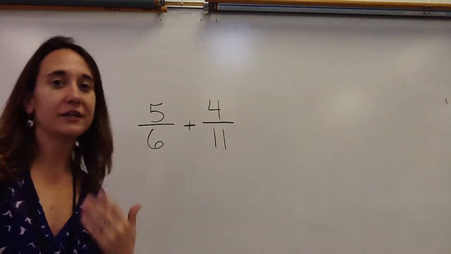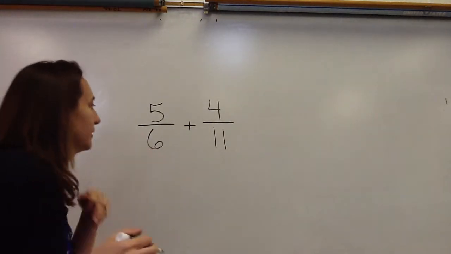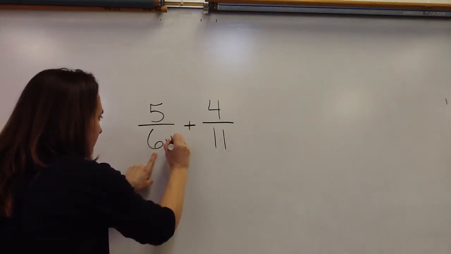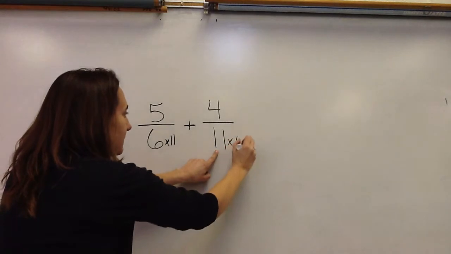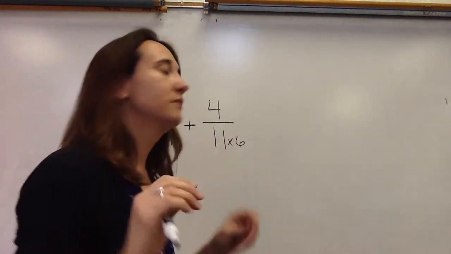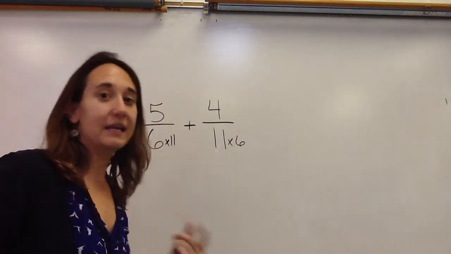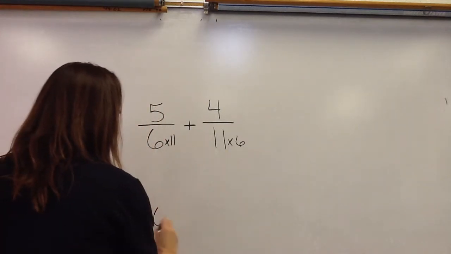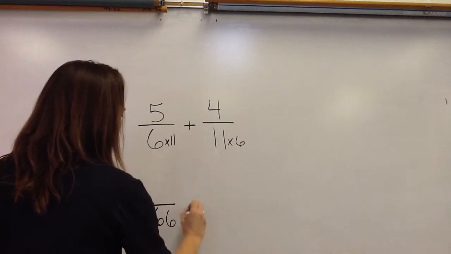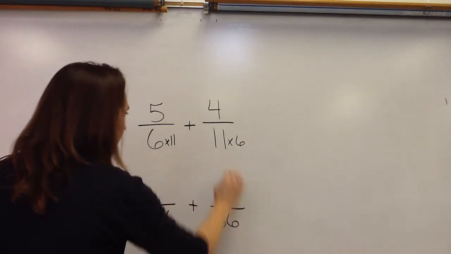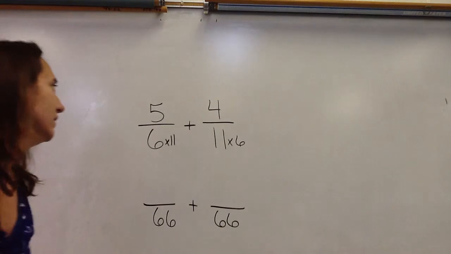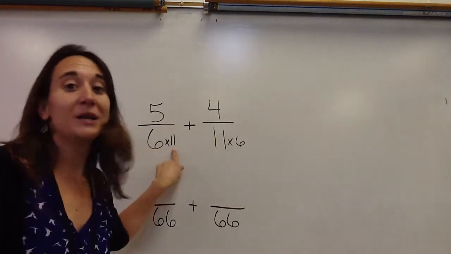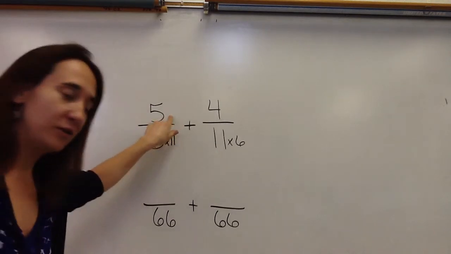Okay, so hopefully you've had a chance to do it. And we're going to say, okay, I need to multiply this 6 by 11 and this 11 by 6 because I'm finding a common denominator. And I know that 6 times 11 is the same as 11 times 6. So 6 times 11 is 66, and 11 times 6 is 66. So what's the rule? Say it with me. Whatever you do to the denominator, you must also do to the numerator.